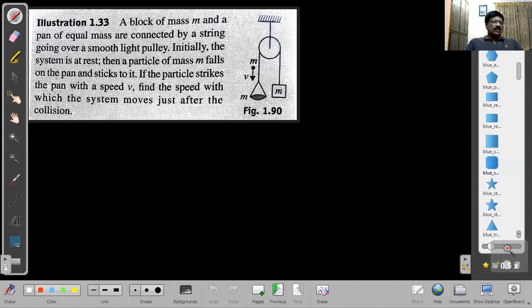You see the last problem. A block of mass M and a pan of equal mass are connected by a string going over a smooth light pulley. Initially, the system is at rest. Then a particle of mass M falls on the pan and sticks to it. The particle strikes the pan with a speed v. Find the speed with which the system moves just after the collision.